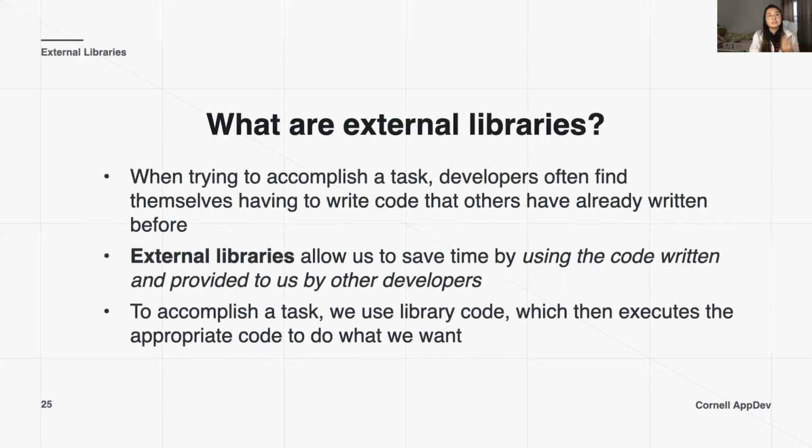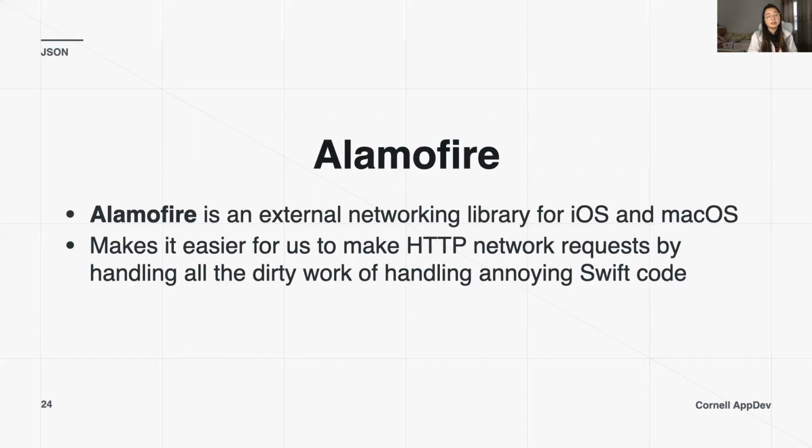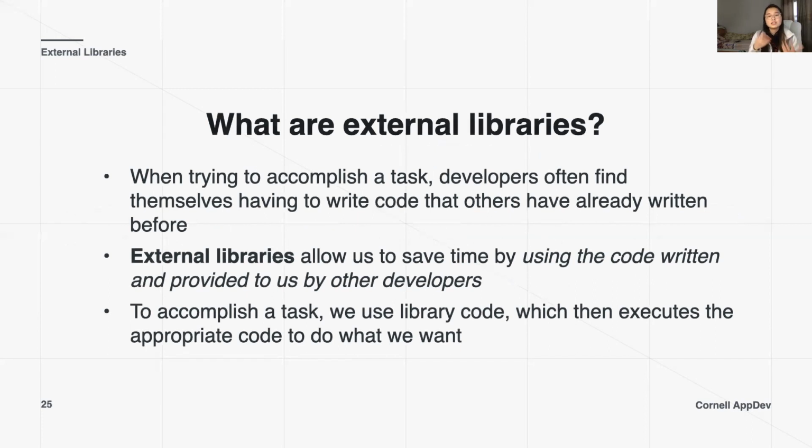I said earlier that Alamofire is a networking library, right? So what do I mean by external libraries? Basically, external libraries are sets of code that somebody else has written that we can use to carry out some sort of functionality that we don't want to write ourselves.